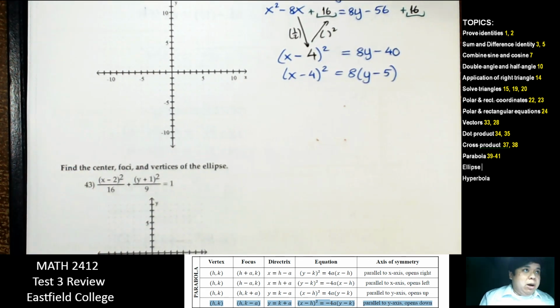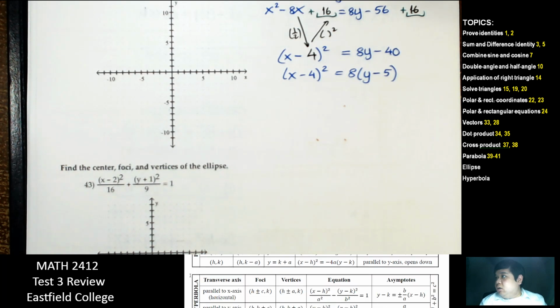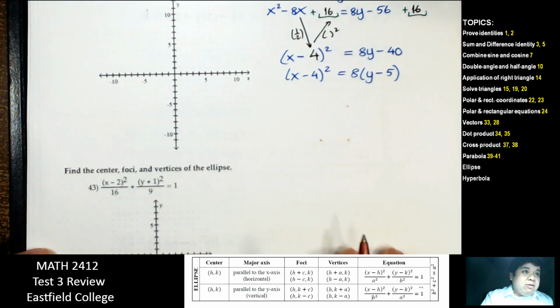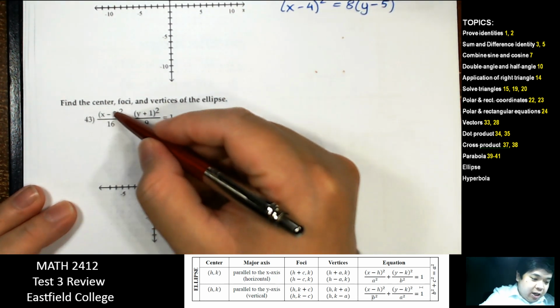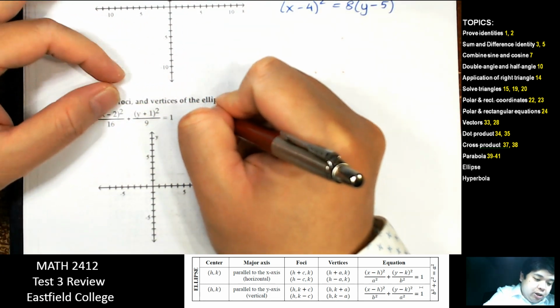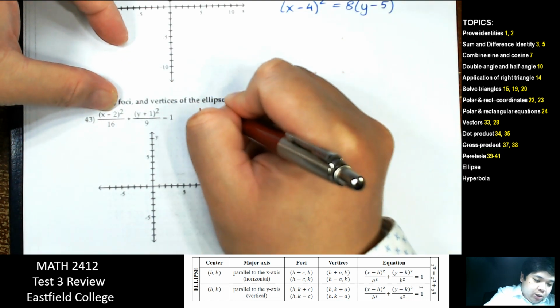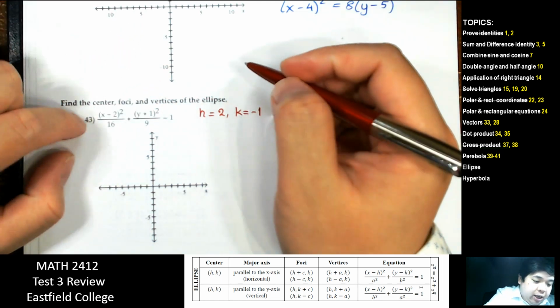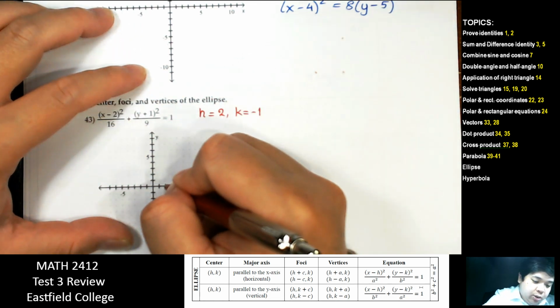Right. Next we have ellipse. Of course, the formula is there. So for ellipse, with different things. First, for this equation, we have the equation already. We know that x minus 2 and y plus 1. From here we have h equal to 2 and k equal to -1. So the center will be at 2 and -1.